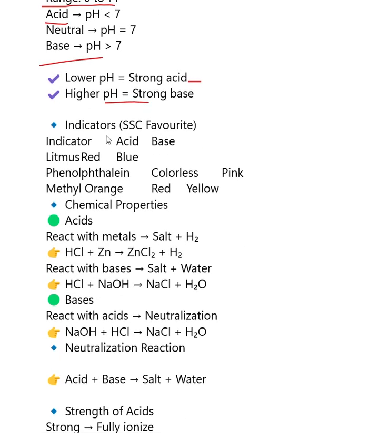So the types of indicators: litmus, red when acid, blue when base. Phenolphthalein is colorless when acid and pink when base. Methyl orange, red when acid, yellow when base, and orange when neutral. Litmus paper is extracted from the lichens.